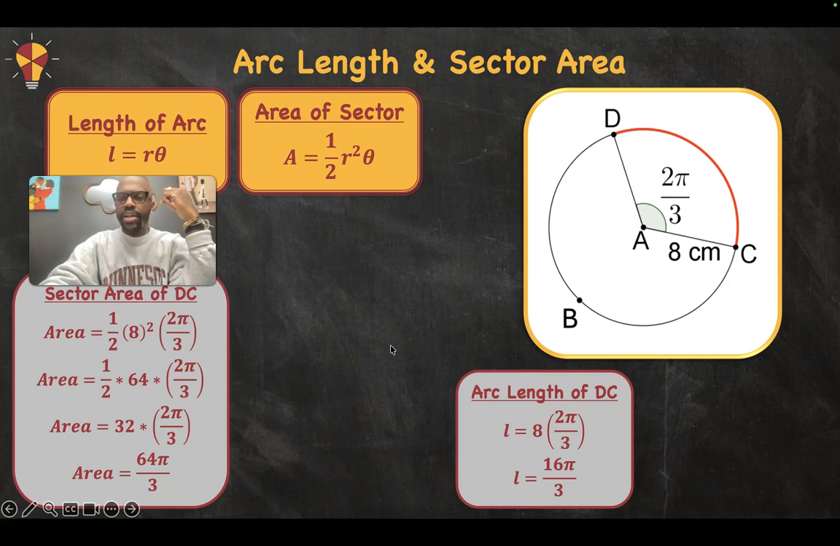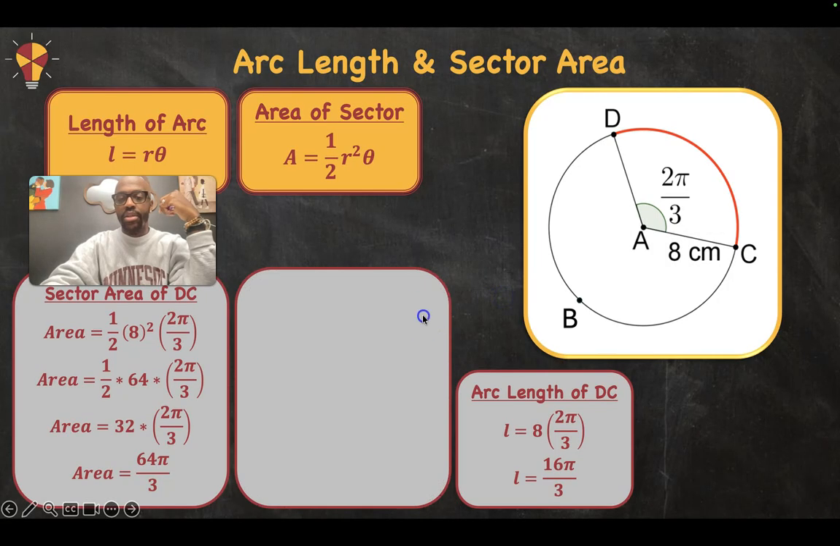Now, what if we want to find the sector area or arc length of the other arc? When they give you, say, DC, they're saying the shortest route between point B and point C on the circle. If they're talking about the larger one, it'll be DBC. So if it's just two letters, they're assuming that you're talking about the minor arc, the shortest route. So then here is DBC.